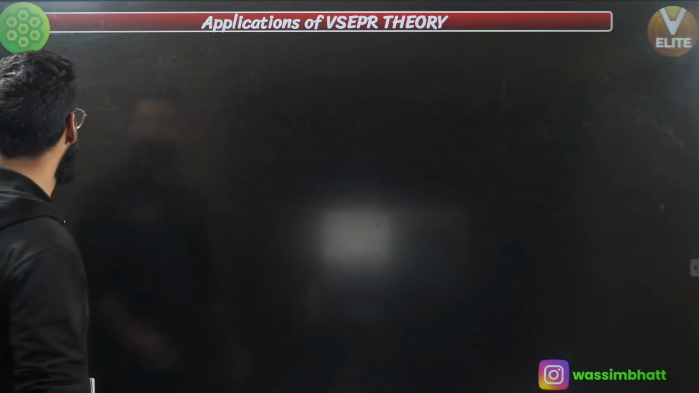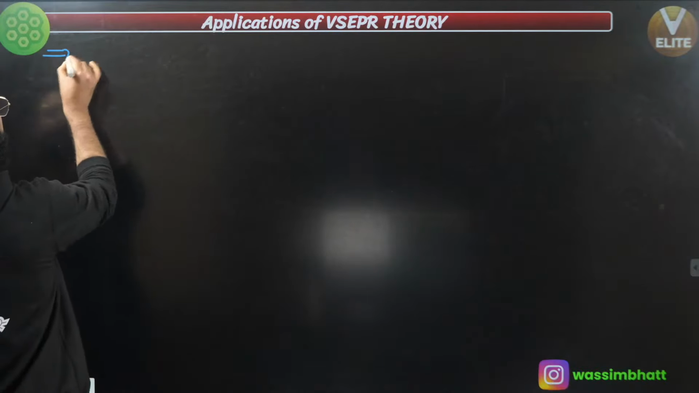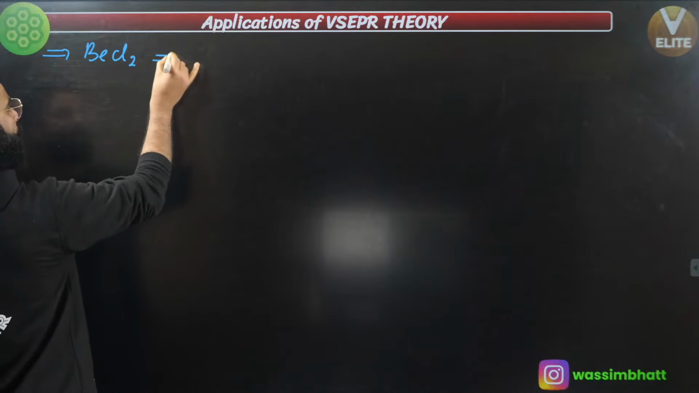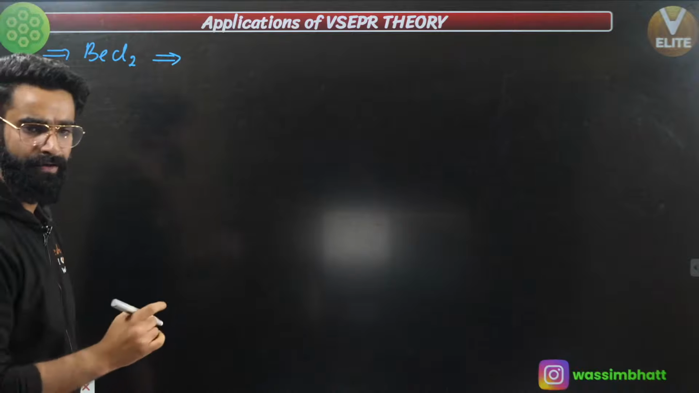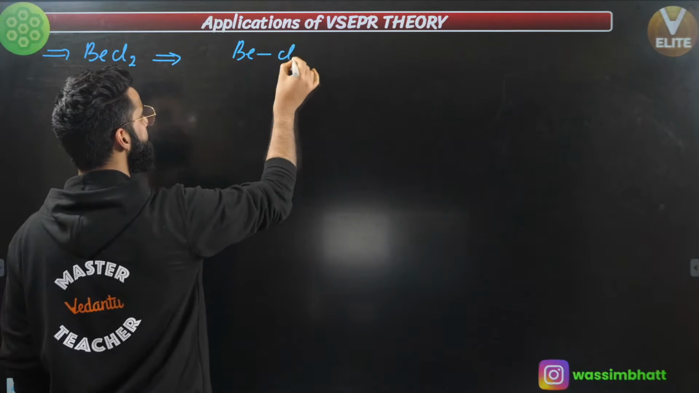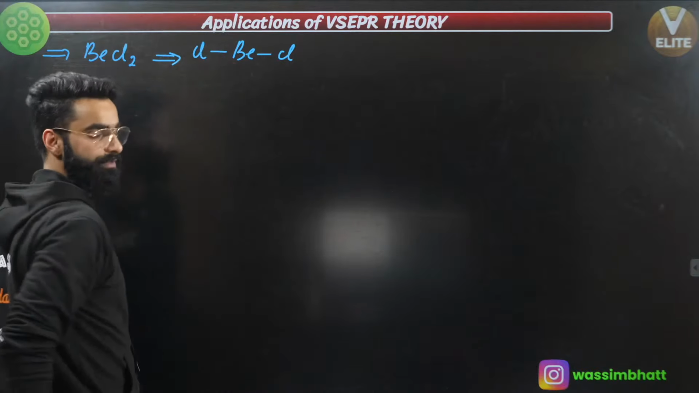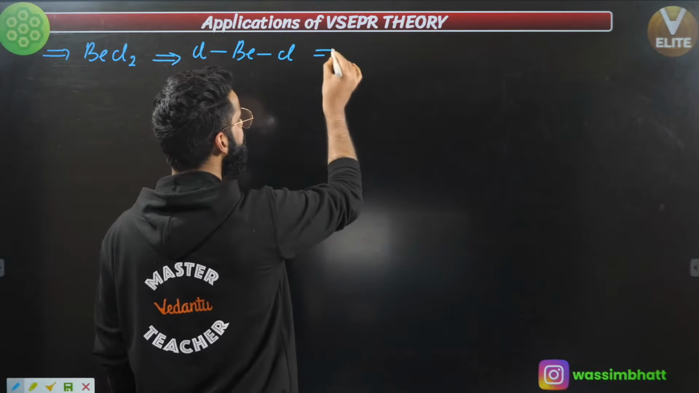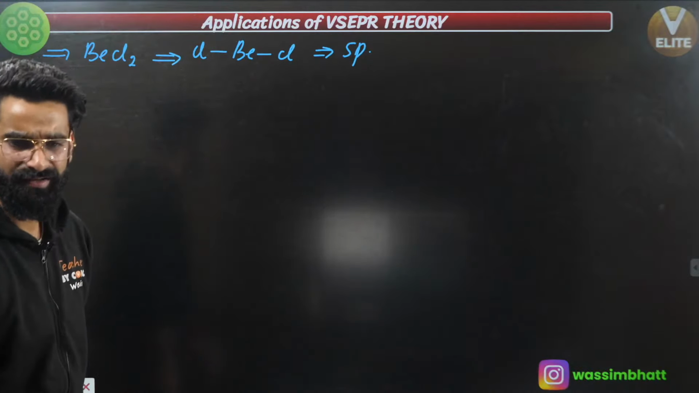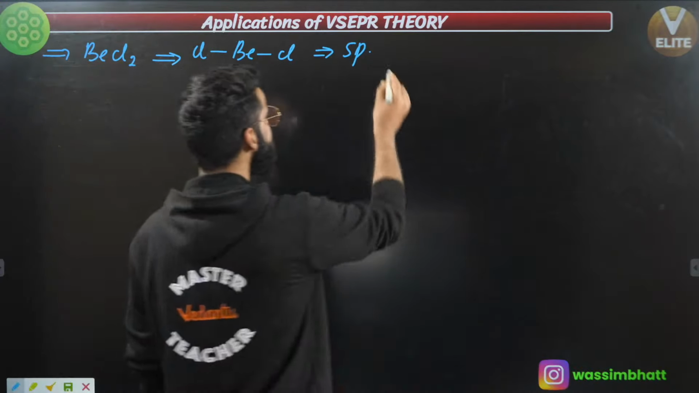Okay. See guys, the first molecule I'm giving you is BeCl2, the simplest molecule. Can you let me know what the hybridization is? BeCl2, right? Yes, the hybridization is going to be sp. I hope you remember that.